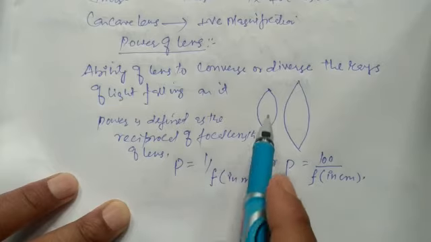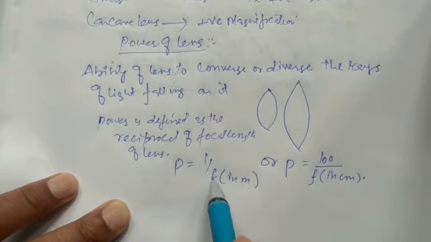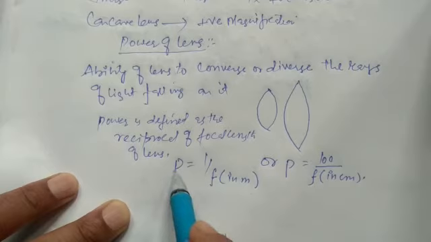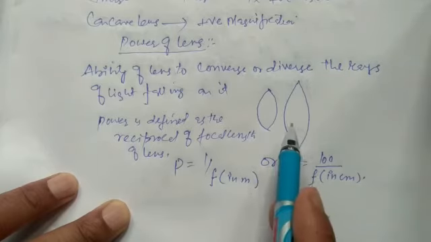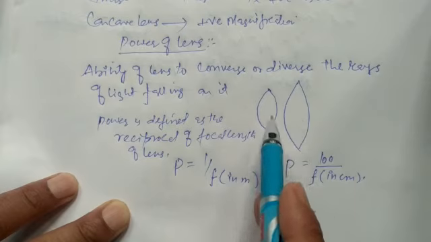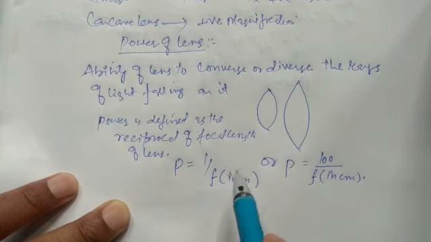So that will be for the thick lens. If this is a thick lens, it will be having definitely small focal length. It will be having more power. This is a thin lens. It will be having what? Larger focal length as compared to this. So it will be having a lesser power.